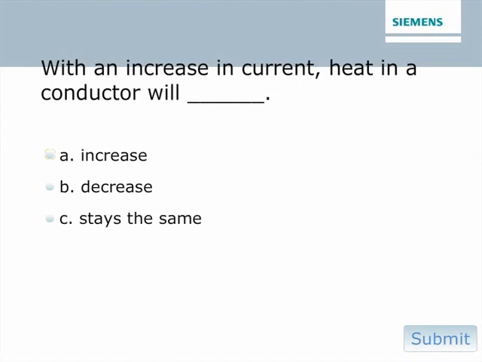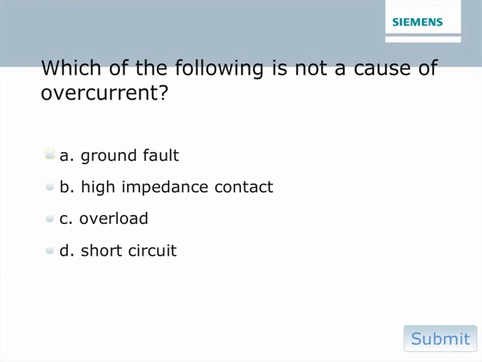Question 1. With an increase in current, heat in a conductor will blank. A. Increase. B. Decrease. C. Stays the same. Question 2. Which of the following is not a cause of overcurrent? Is it A. Ground fault, B. High impedance contact, C. Overload, or D. Short circuit?